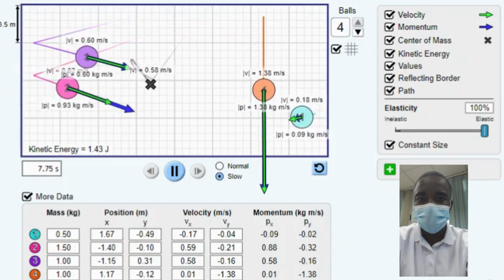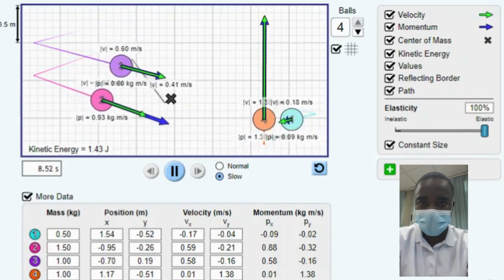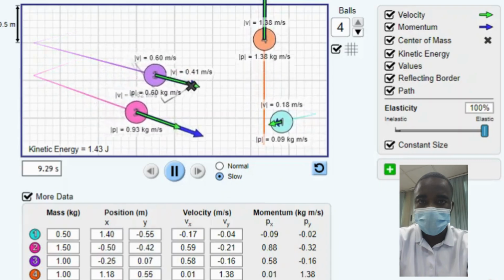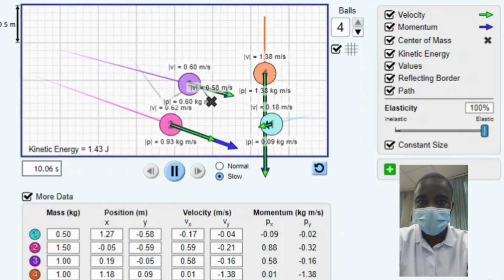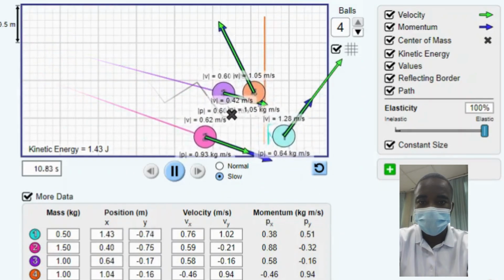Through exploration and experimentation, students can gain a deeper appreciation for the complex and fascinating world of collisions and their applications in various scientific and engineering fields.